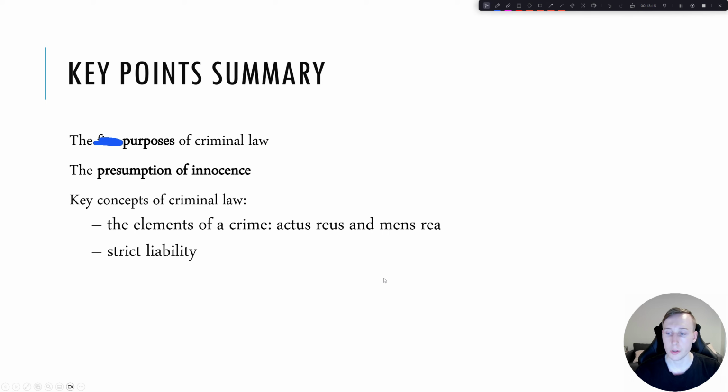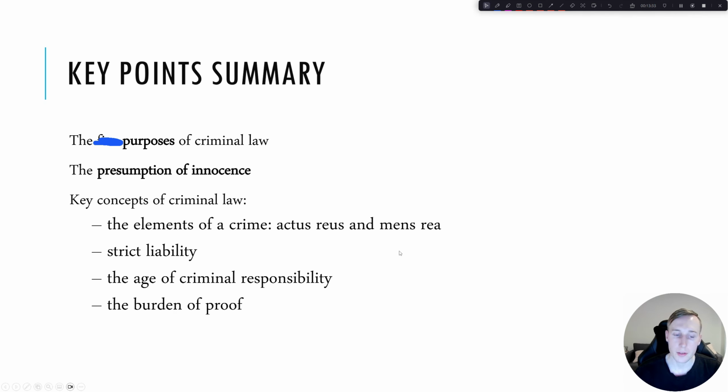We have strict liability crimes. These do not require the prosecution to prove the mens rea, such as drink driving. We have the age of criminal responsibility, or doli incapax. What we talked about is 10 in Victoria, and why that might be so important. Then lastly, we have the responsibility, or the burden of proof, resting with the prosecution. And finally, we also have the standard of proof, which once again means if we are proving someone guilty, we must make sure we do it beyond any reasonable doubt.